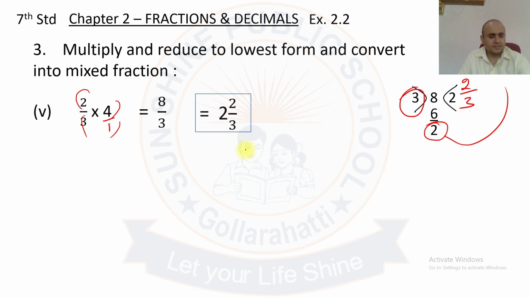This is the answer. Next question is 5 by 2 into 6. So now multiply 5 into 6. 6 5s are 30. The answer is 30 by 2, because 2 into 1 is 2, the denominator stays. So the answer is 30 by 2.